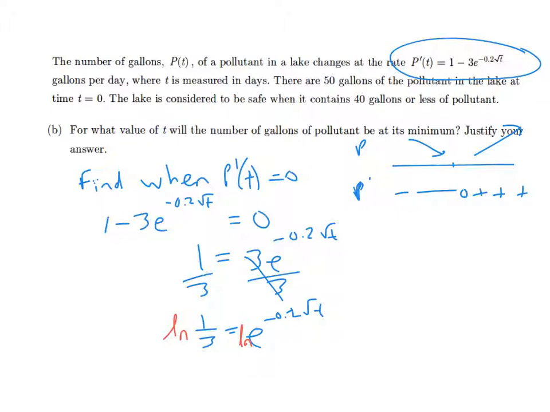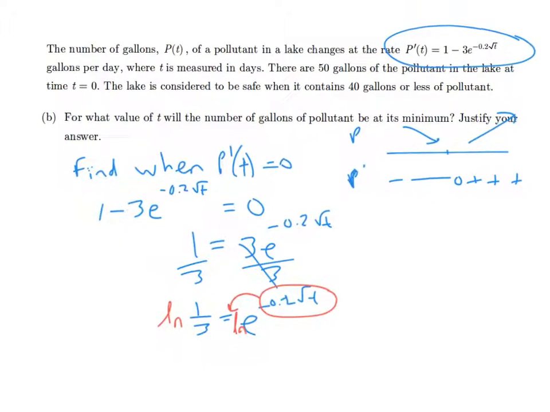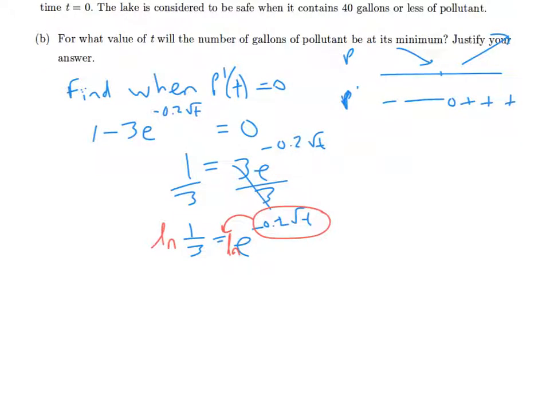And so I'm going to take the natural log of both sides. That allows me to use the power property of logs so the exponent can come out front. So I'm going to end up with the natural log of 1/3 equal to negative 0.2 radical t times the natural log of e. And the natural log of e is really just 1, because e to the first power is equal to e. So that really goes away. I don't even need to worry about that.